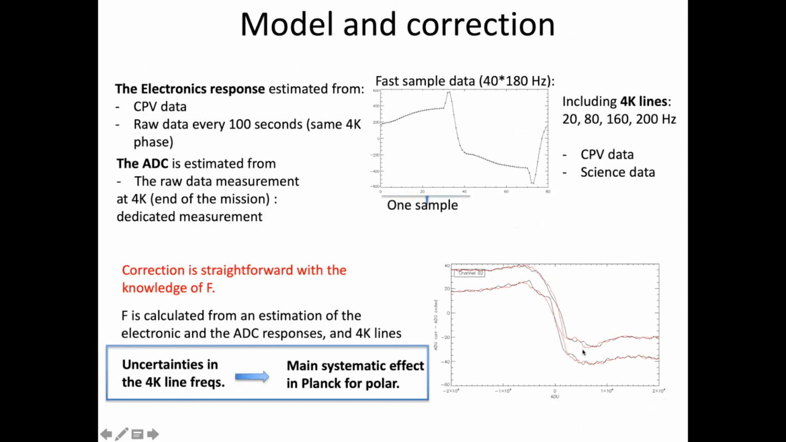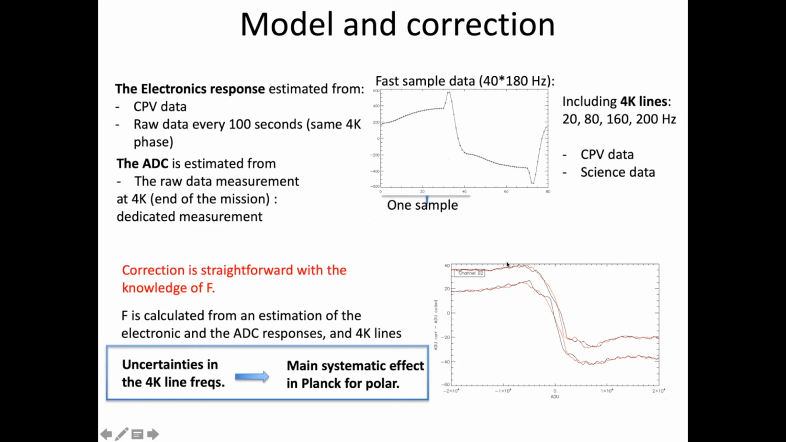The problem is that we have coupling of that with the 4K lines. The 4K line emission, the microphonics I was talking about before, is adding to this shape. The frequency of those microphonics is around 180 Hertz. There was one at 200 Hertz, another at 160 Hertz, etc. You can see the frequencies in there. The problem, again, is that we didn't know the amplitude of the different lines, so we had to fit that from flight again. So it was very, very difficult.